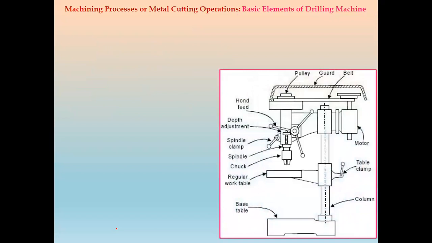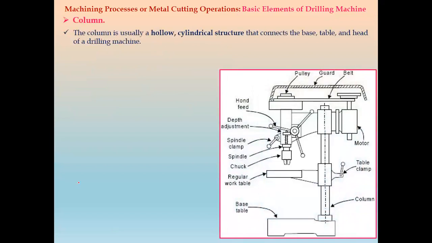Now the second part is the column. The column is usually a hollow and cylindrical structure, as shown in this figure. It is a hollow cylindrical part that connects the base, the work table and the head of the drilling machine. So it will connect all these parts.